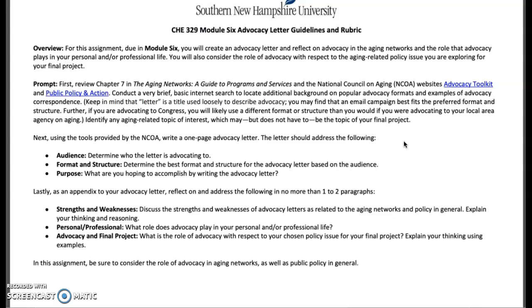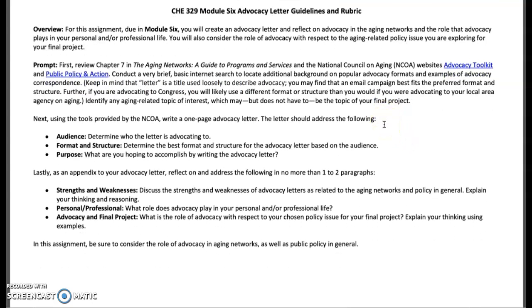state, and federal levels. So you would need to identify any aging-related topic of interest. I would encourage you to use a topic for your final project because at this point in week 6 of the course, this is a topic that you spent the most time with, and this is also the topic that you have the most information on. So instead of selecting a completely new advocacy topic of interest, I would encourage you to use the topic that you've selected for your final project.